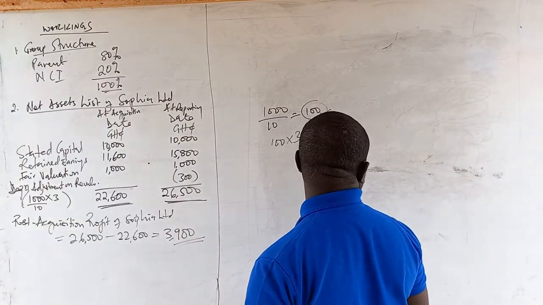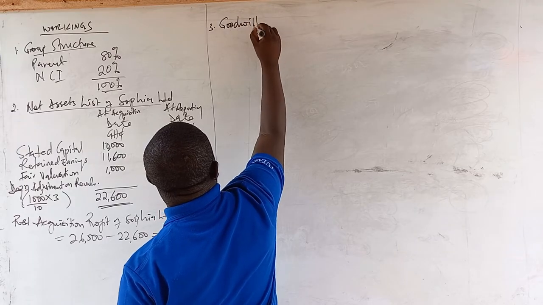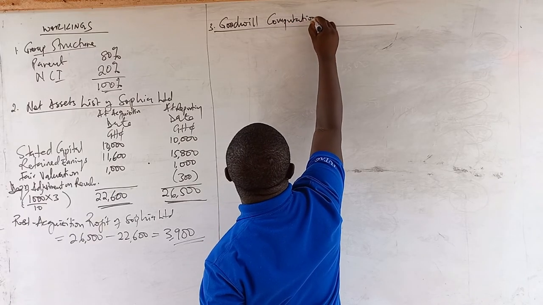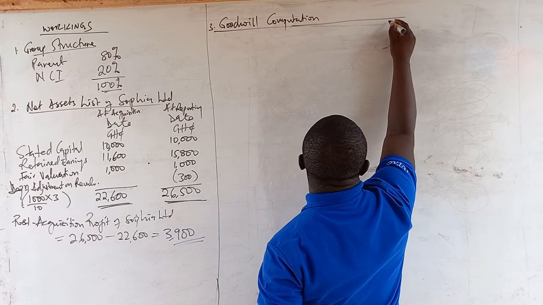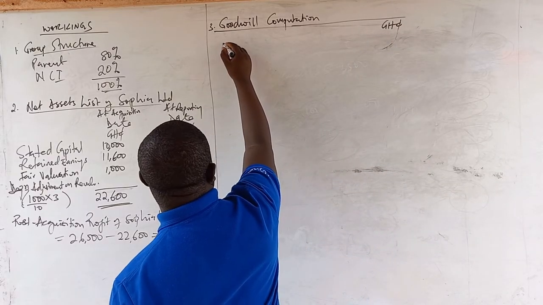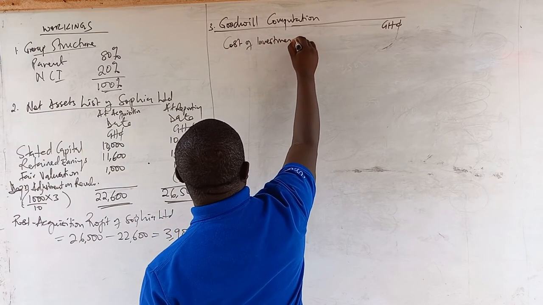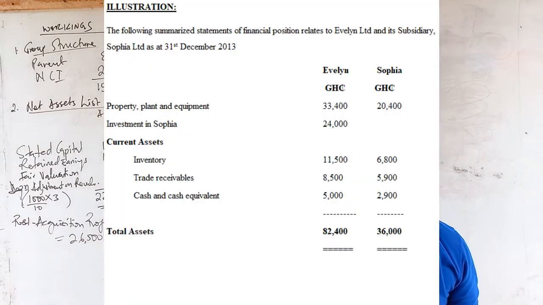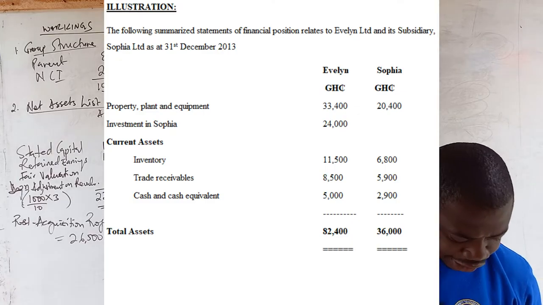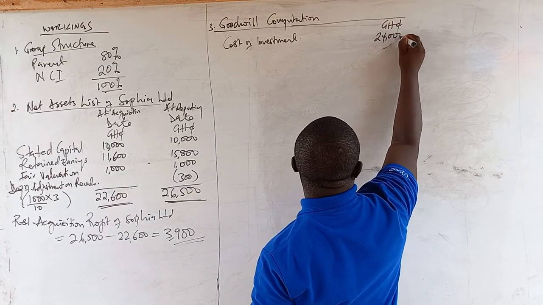All right. Okay, so the next working will be working three, which will be goodwill computation. And goodwill computation will be easier than we expected, because we are going to start with the cost of investment or the purchase consideration. And according to the question, the cost of investment can be found on the statement of financial position. That is, investment in Sophia, 24,000. So the parent paid 24,000 to acquire the subsidiary.